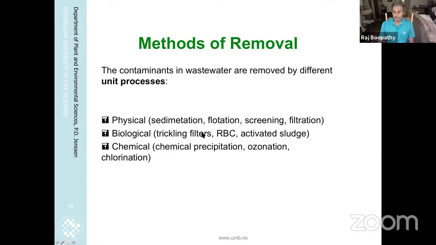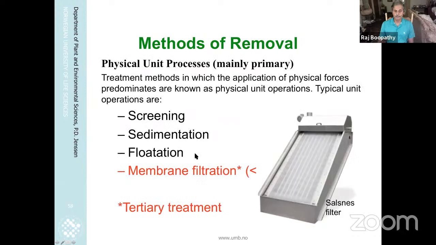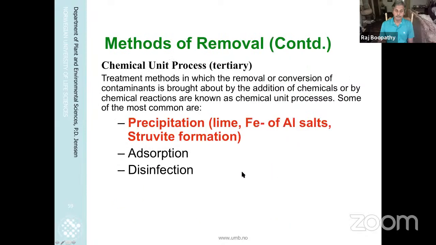You want to remove your carbon most of the time, and then the chemical process is to disinfect your wastewater. Screening could be a simple screen, where all the floating material in the wastewater can be caught. Then you do size reduction, compress it, and take it to landfill. Sedimentation will remove the settleable solids. The membrane filtration comes later on in the tertiary treatment process.